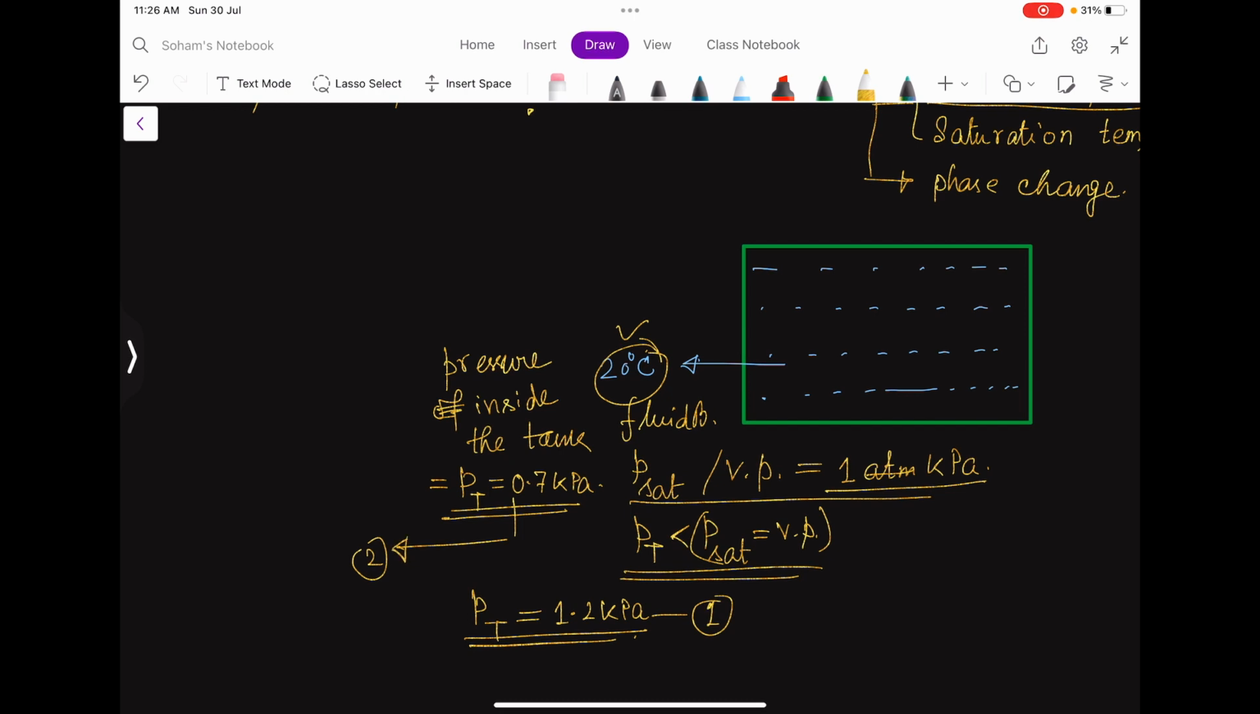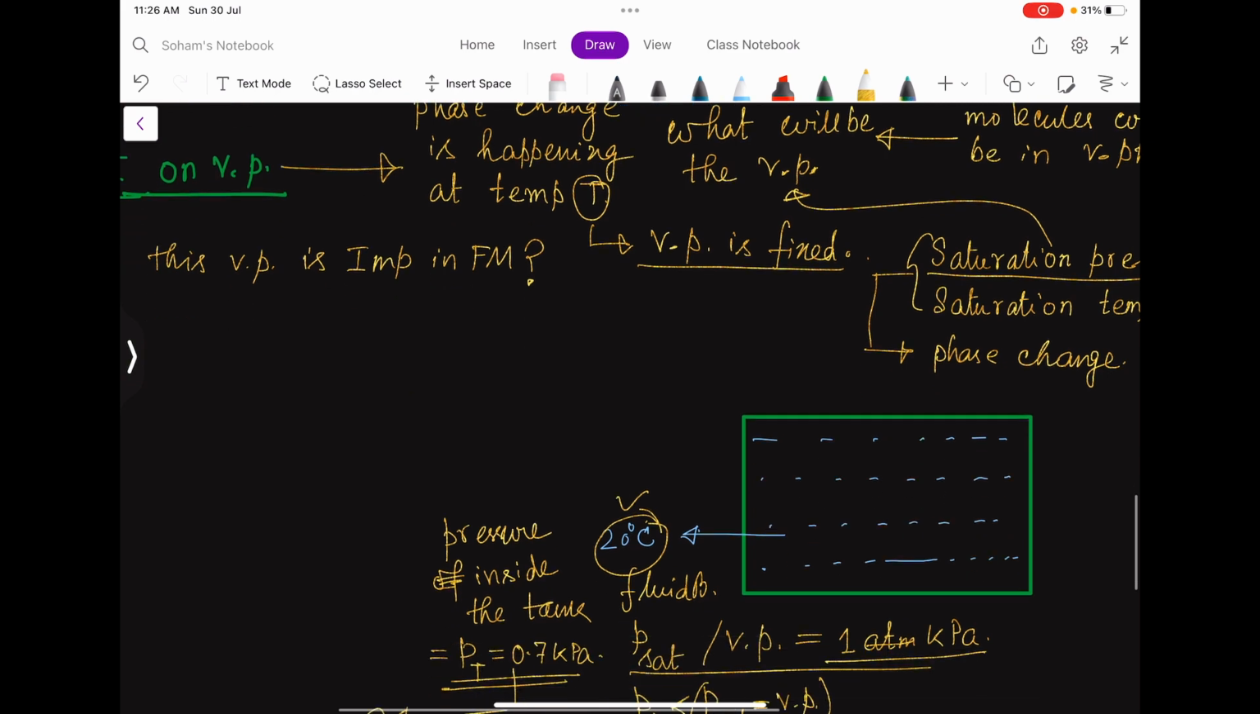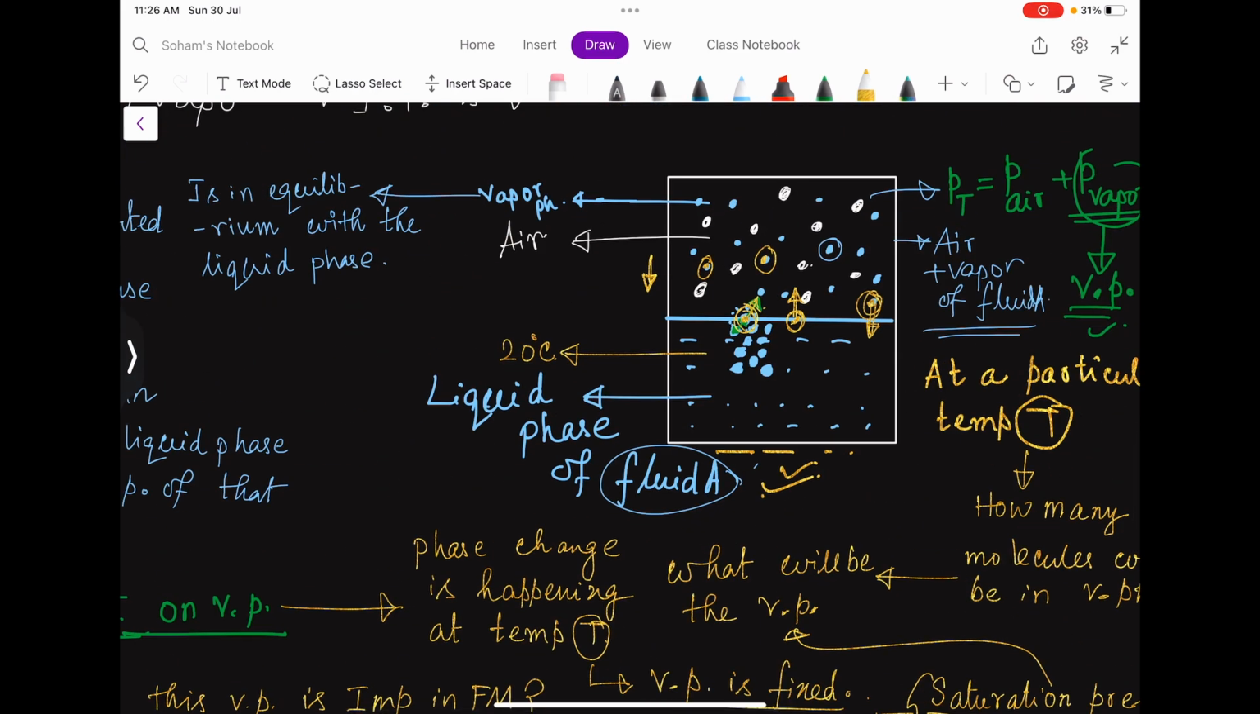Whenever this pressure is more all over the fluid, that is, if I am able to maintain a pressure greater than the vapor pressure. But actually this can't happen, right? If this is more than the vapor pressure in this upper region, then at this particular temperature, to maintain the vapor pressure, some molecules have to go down. Then there will be a phase change process, but only in one direction to maintain the vapor pressure.